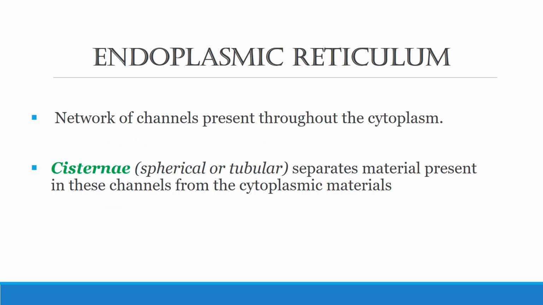Coming to endoplasmic reticulum, that is found as a network of channels around the nucleus within the cytoplasmic environment. And then a very important component of the endoplasmic reticulum are the cisternae, that are spherical or tubular structures through which exchange of different material within different organelles can occur.